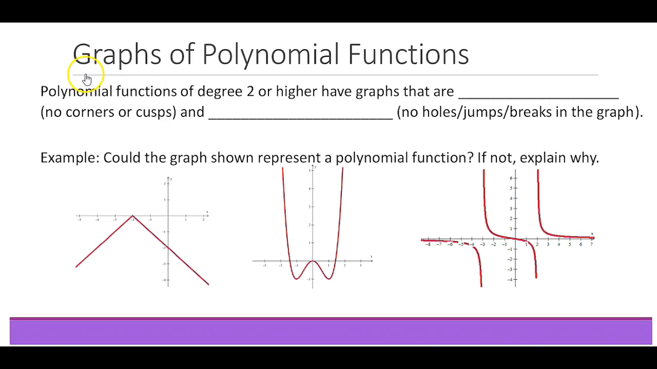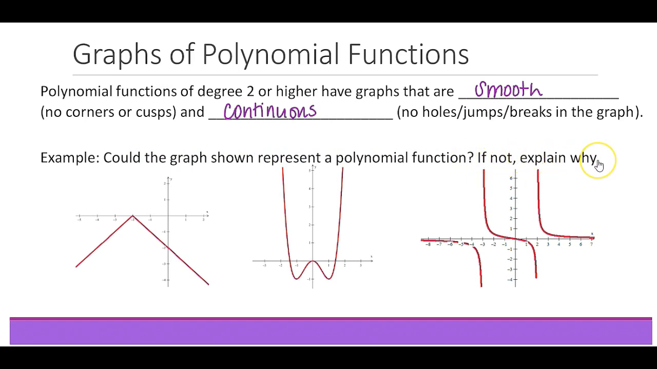Now let's move on to talk about the graphs of polynomial functions. Polynomial functions of degree 2 or higher have graphs that are smooth, which means they have no corners or cusps, and they are continuous. And by continuous, we mean there's no holes, jumps, or breaks in the graph. So in this example, the question is, could the graph shown represent a polynomial function?